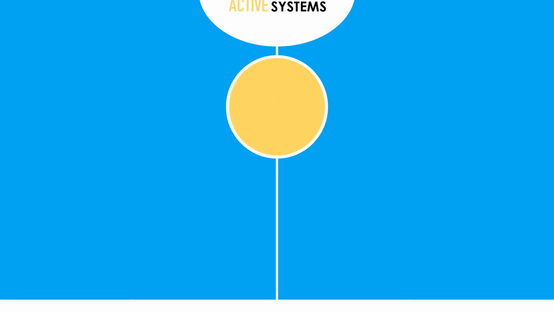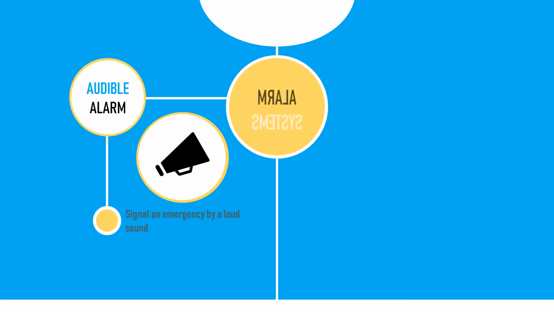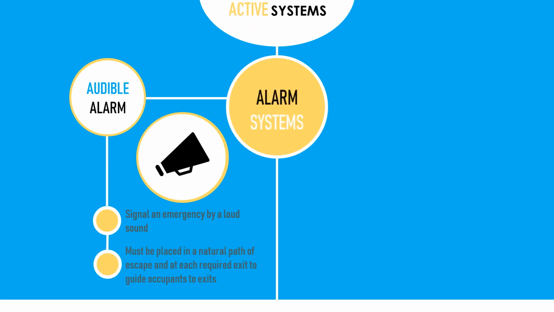Next, in the active systems, we have the alarm systems. First is the audible alarm. An audible alarm signals an emergency by using sound. Sometimes it's the sound of bells, sirens, and also a PA system. It must be placed in a natural path of escape at each required exit to guide occupants to exits. So when the building occupants hear the audible alarm, they can follow the sound of the alarm, and that will guide them to the exits.